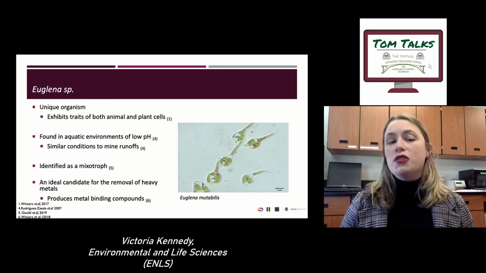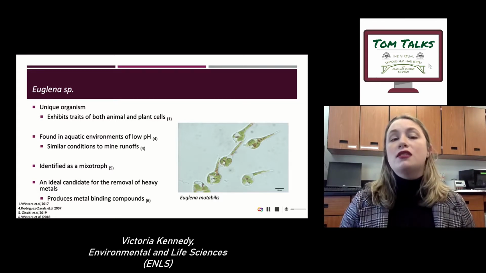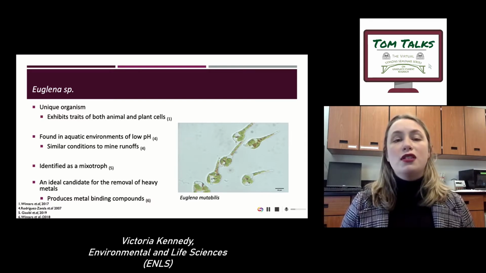So Euglena is a relatively unique organism. It exhibits traits of both animal and plant cells, and it's found in aquatic environments of low pH. These environments are actually similar to mine runoffs, meaning that it's already growing in these environments, making it easier to use and implement on a wider scale.